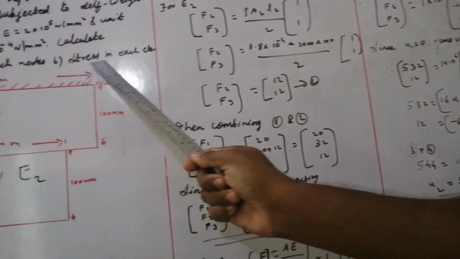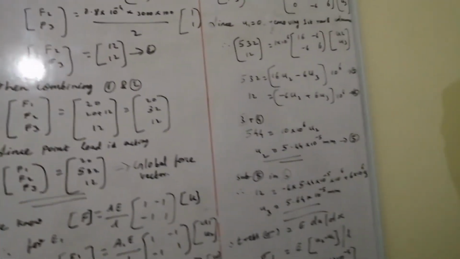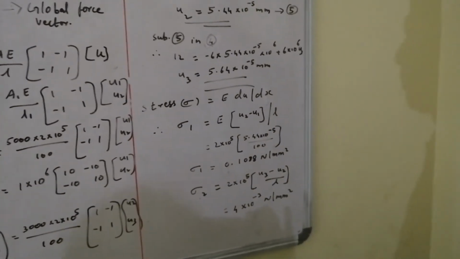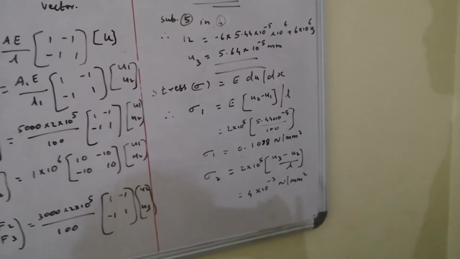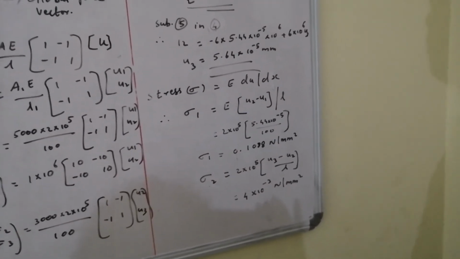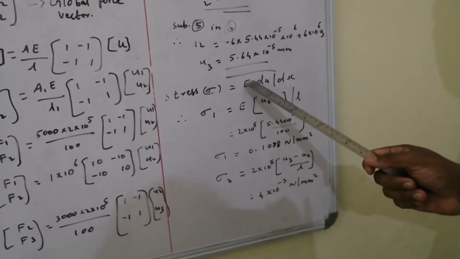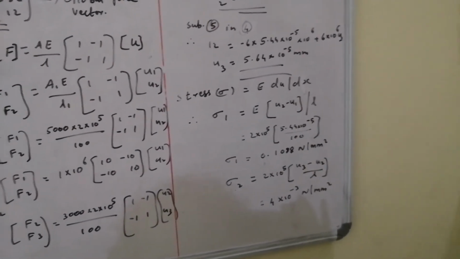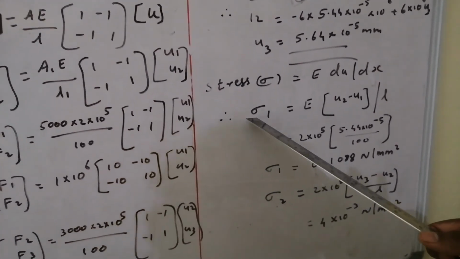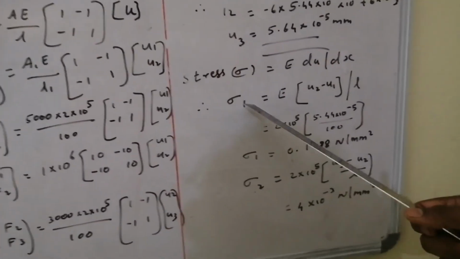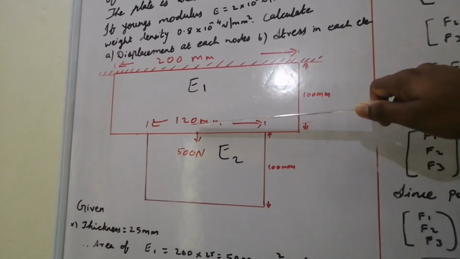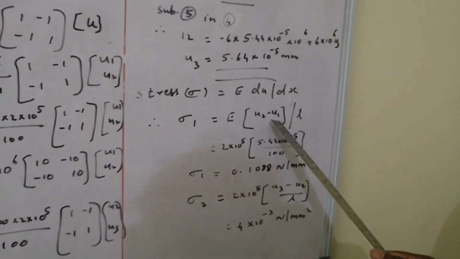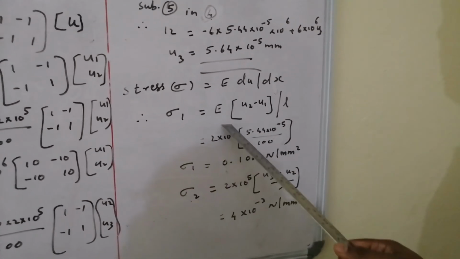And now we want to find the stress in each element. We know the relation between stress and strain: stress by strain equals Young's modulus. We are using that relation here. Stress equals E into du by dx. For the first element, sigma 1 equals E into, here you have U1 and U2, taking du as U2 minus U1, by L. And since U1 is 0, we substitute 2 into 10 power 5, U2's value that we have already gotten here, divided by 100.